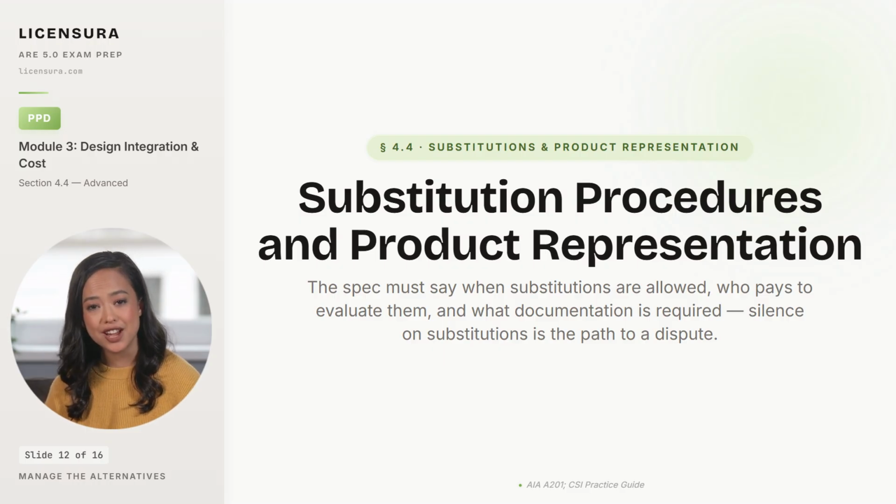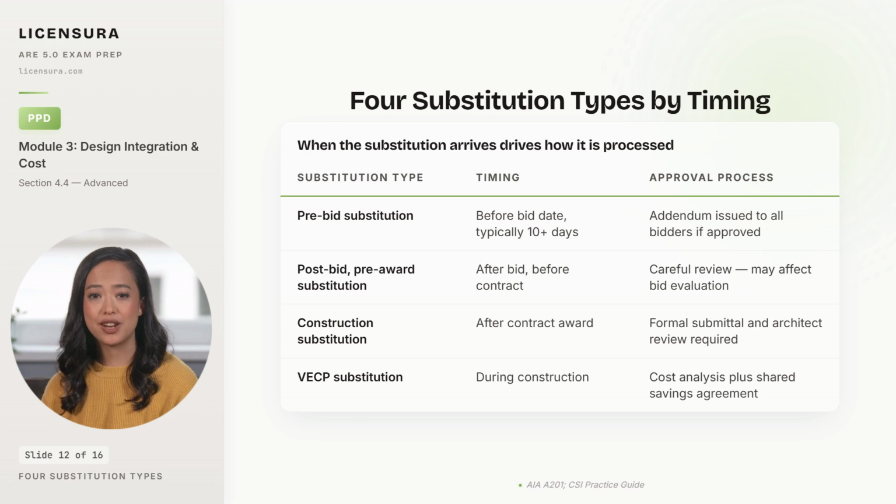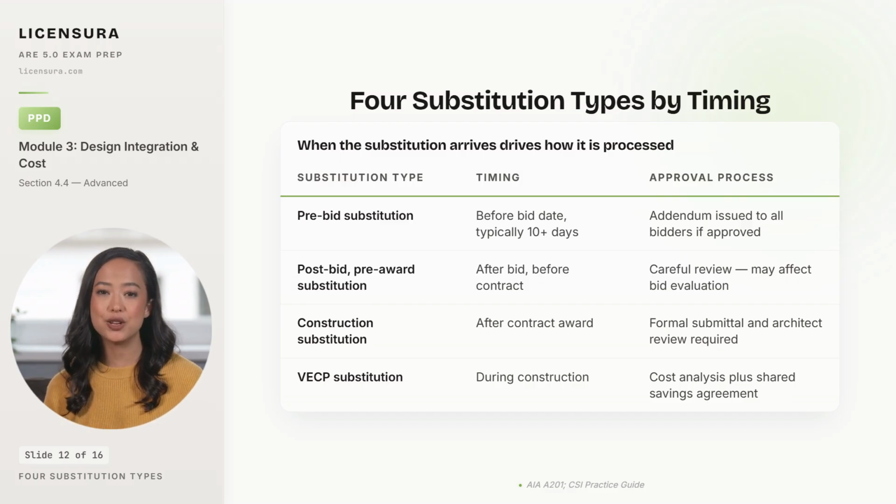4 substitution categories drive every approval decision. Timing determines the process. 4 substitution types each follow a different approval process, and the determining factor is timing, when the request arrives. Pre-bid substitutions land before the bid date, typically with a window of 10 or more days to allow evaluation. If approved, the answer goes out as an addendum to all bidders, so the playing field stays level.